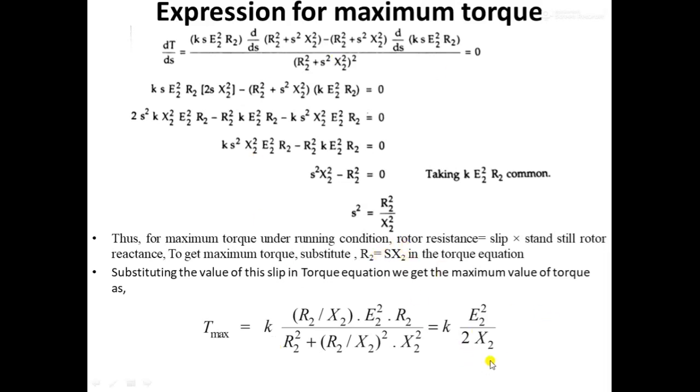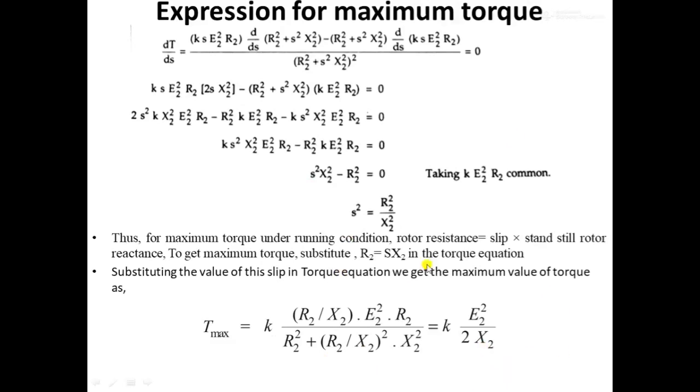So it's very clear that from this relation, the maximum torque does not have any dependency on the rotor resistance. The value of maximum torque is directly proportional to E2 square, where E2 is actually the rotor induced EMF under standstill condition, and the value of maximum torque is inversely proportional to the rotor reactance. It's very clear that the maximum torque does not have any dependency on the rotor resistance, whereas the slip corresponding to maximum torque is directly proportional to the rotor resistance.